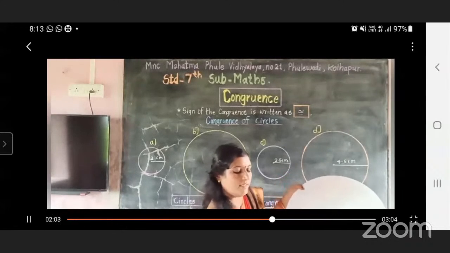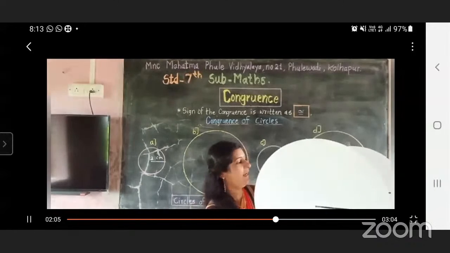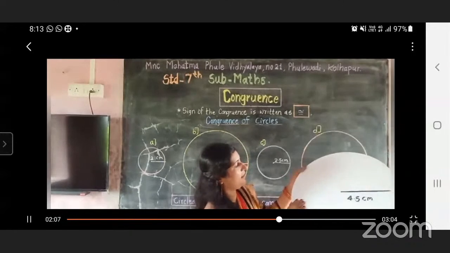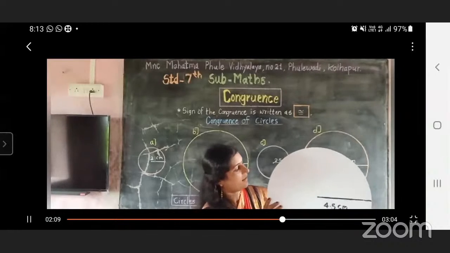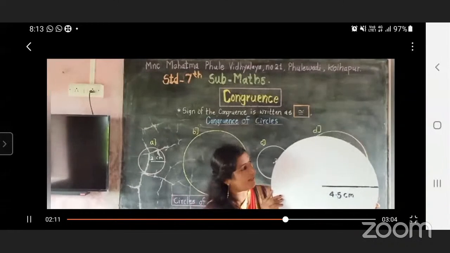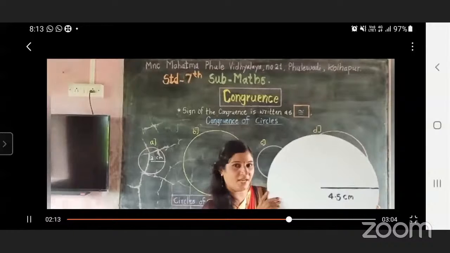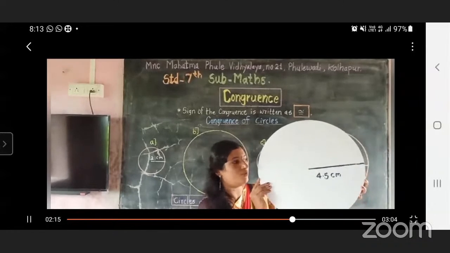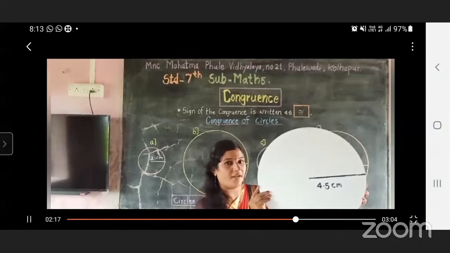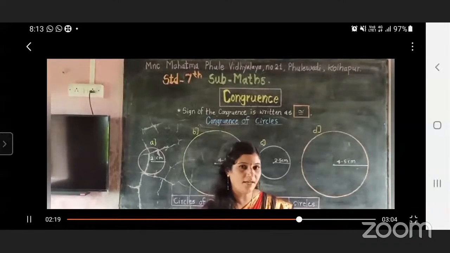After that, take this 4.5 centimeter circular disc and another 4.5 centimeter disc and place one upon the other. These two discs exactly coincide with each other. That means these two circles are exactly matched with each other.